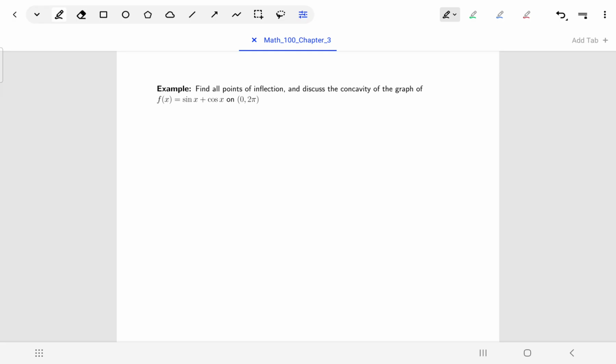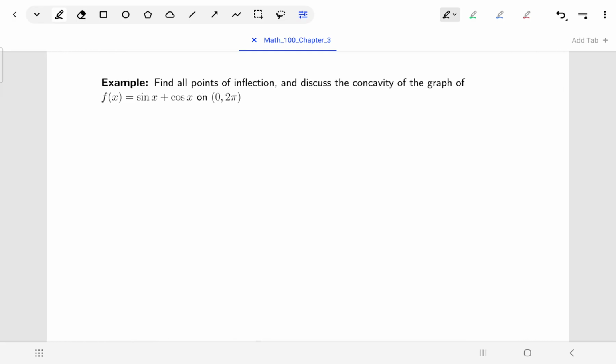So let's take a look at this function, sine plus cosine, and we want to think about concavity of our graph on that interval. So let's start off with this. First, let's find all of our possible places where we could have points of inflection, and then we'll test to see which ones of them are points of inflection.